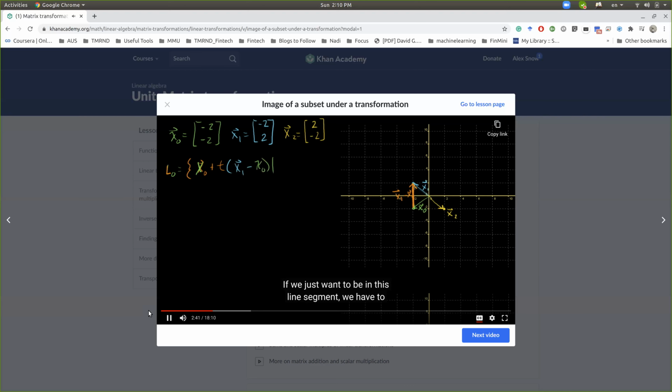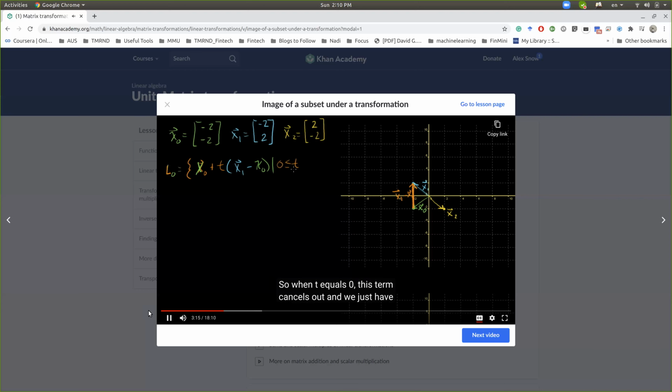Now, we have to constrict t if we just want to be in this line segment. If t could be any real number, then we would be defining the entire line going up and down to infinity in both directions. But we just want to restrict it to start here and then go up here. It doesn't necessarily have any direction. Let me write it this way: t is greater than or equal to 0.